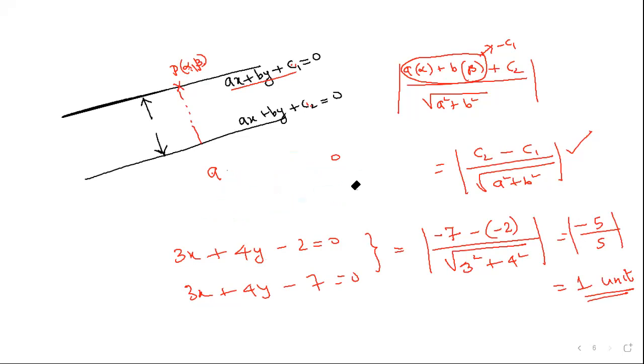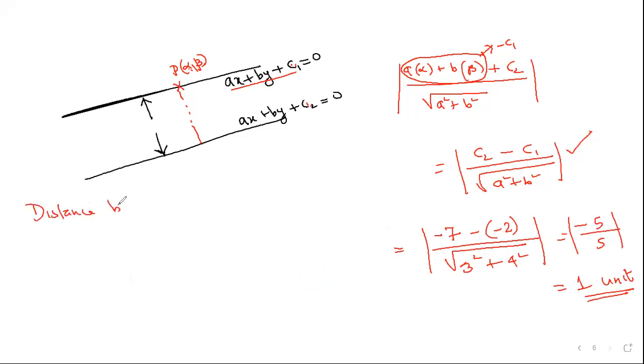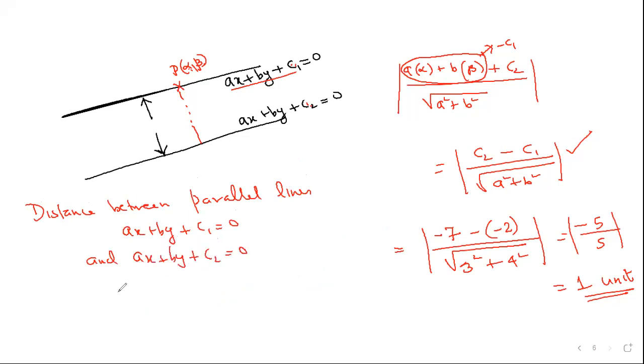Distance between parallel lines ax plus by plus c1 equal to 0 and ax plus by plus c2 equal to 0 is modulus of c1 minus c2 upon root of a square plus b square. Because it is a modulus, whichever one you want, you can write first, either c1 minus c2 or c2 minus c1.